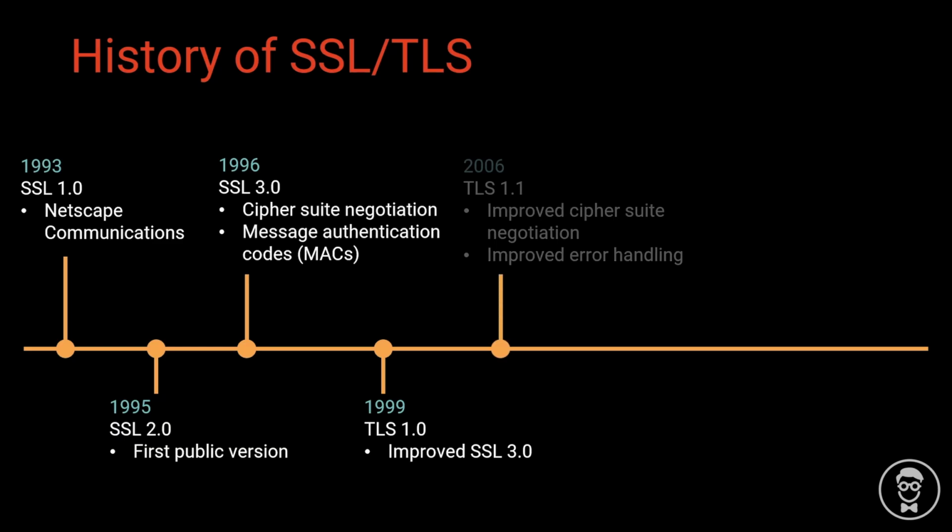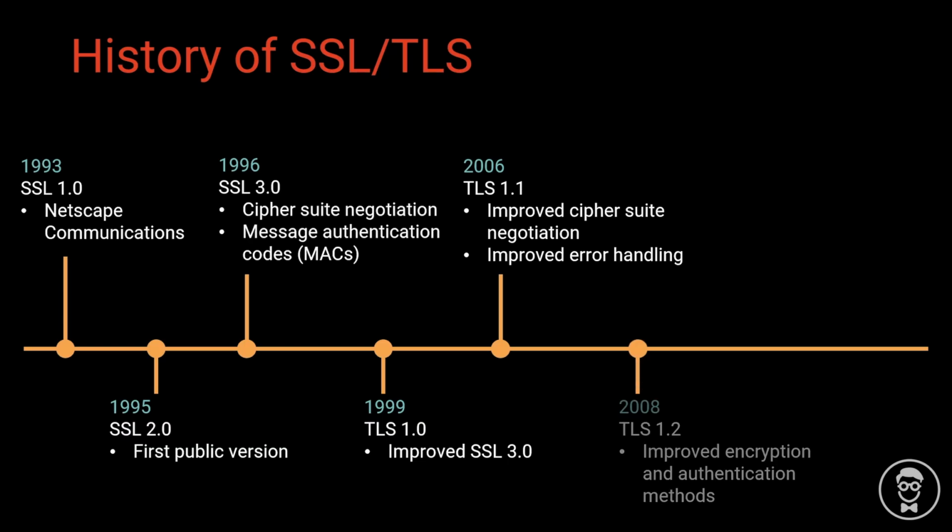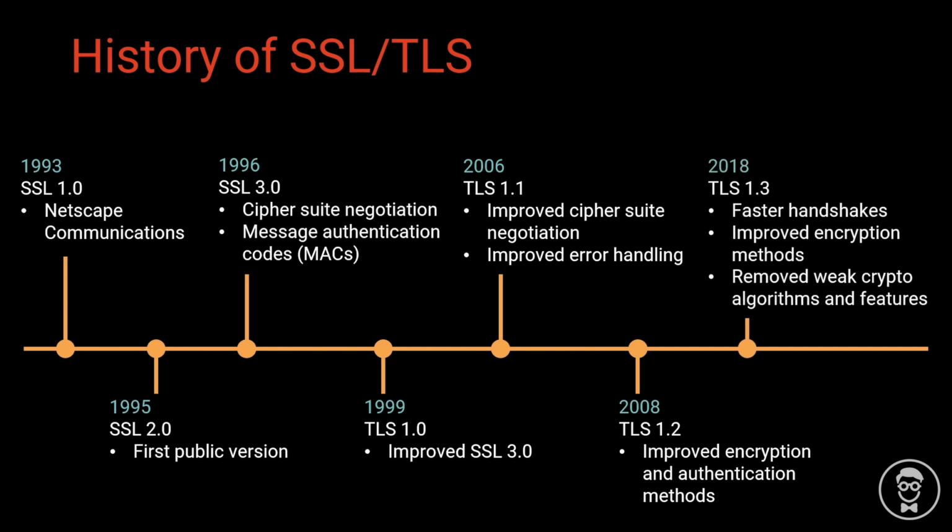Later in 2006, TLS 1.1 was released that improved the cipher suite negotiation and added better error handling capabilities. A couple of years later, version 1.2 added enhanced encryption and authentication algorithms. Finally, we have TLS 1.3, which came out in 2018. This provided a method for faster handshakes, improved encryption even further, and removed outdated features, especially crypto algorithms that had been compromised.